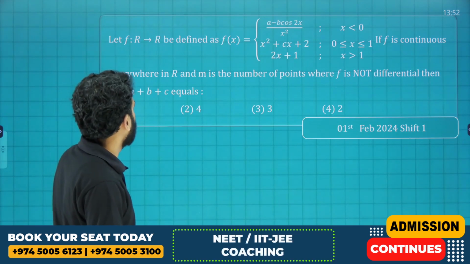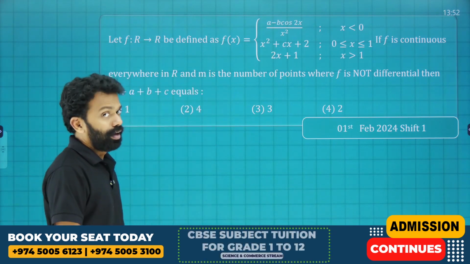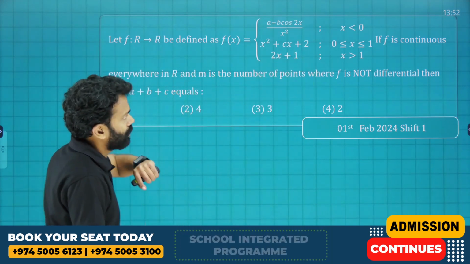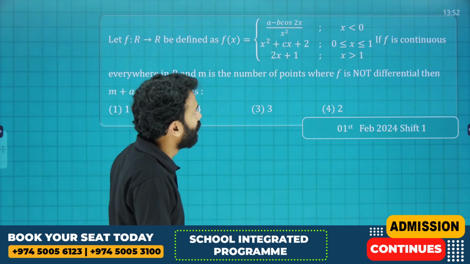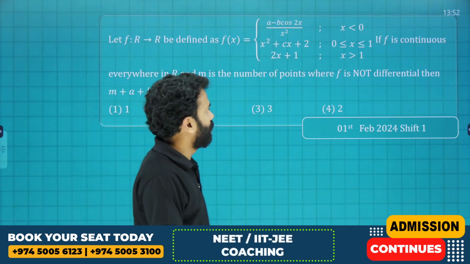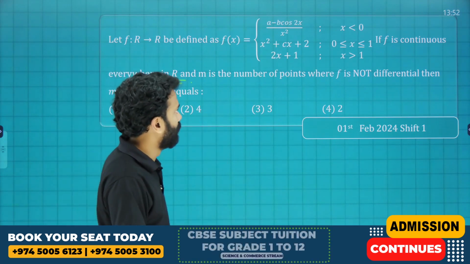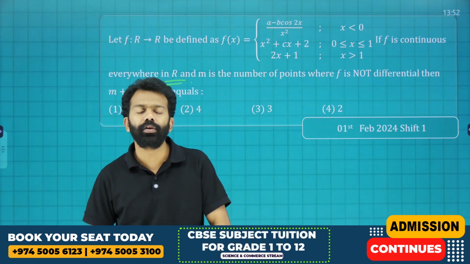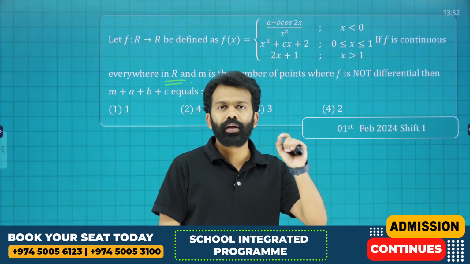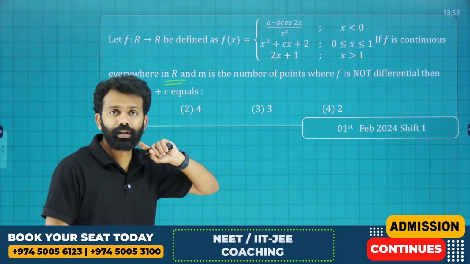Okay, f defined from R to R is defined as f of x is equal to a minus b cos 2x divided by x square for x less than 0, and x square plus cx plus 2 for x in the closed interval 0 to 1, and 2x plus 1 when x is greater than 1. If f is continuous everywhere in R, and m is the number of points where f is not differentiable, you need to find the value of m plus a plus b plus c. That is, you need to find all the parameters here, and you also need to find the number of points where the function is not differentiable, and sum it up along with all the other unknowns.